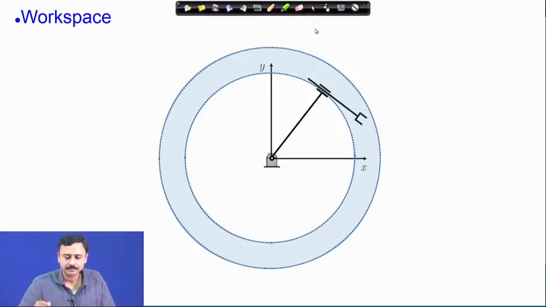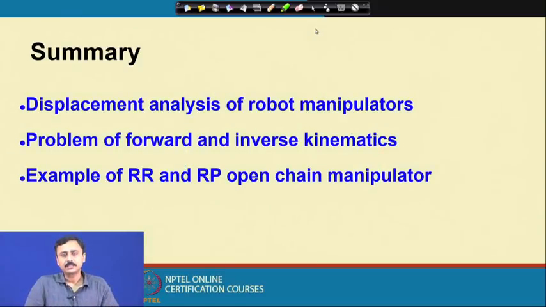So, let me summarize. We have looked at the displacement analysis of planar robot manipulators. We have looked at two examples, the RR and RP manipulators, discussed their forward and inverse kinematics, and we have interpreted the solutions and looked at the workspace of the two manipulators. With that, I will conclude this lecture.